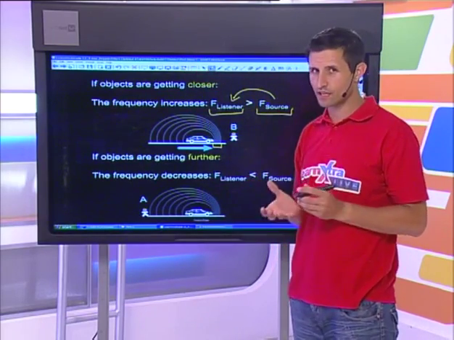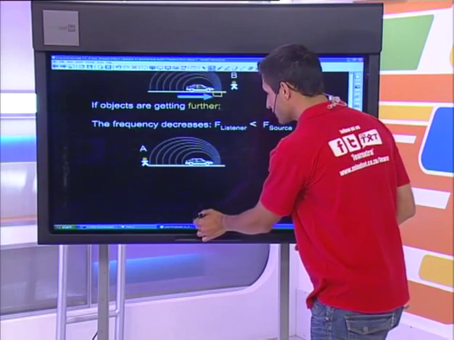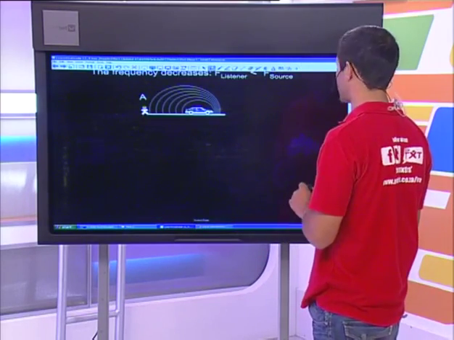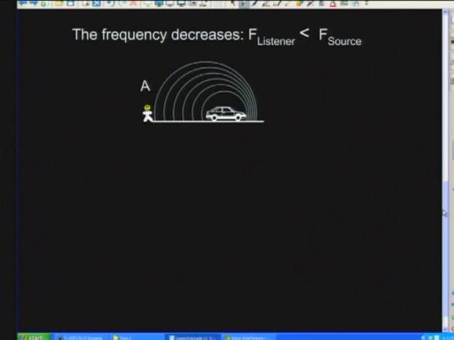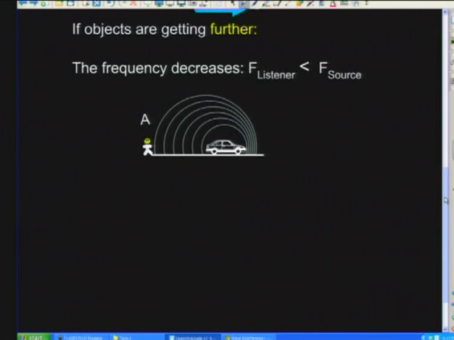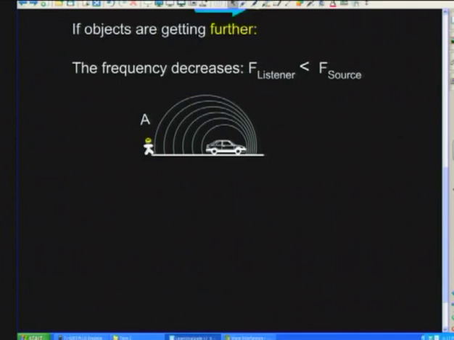Now let's see if this thinking helps us for position A, which is now behind the car. So let's just highlight that, and let's just make sure that that is on our screen. There we go. So now what we're going to find for objects which are getting further apart. So I am now listener A. Listener A is standing here behind the car with a smiley face. The car has now passed, and what we're finding is that the wavelength itself has now stretched out.